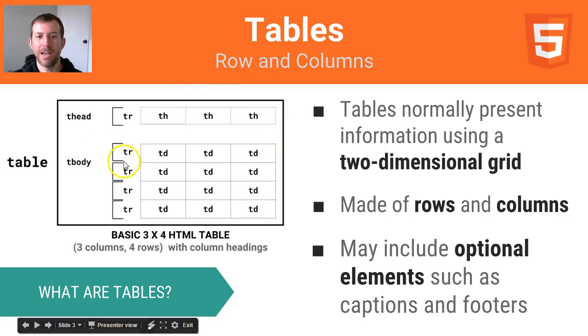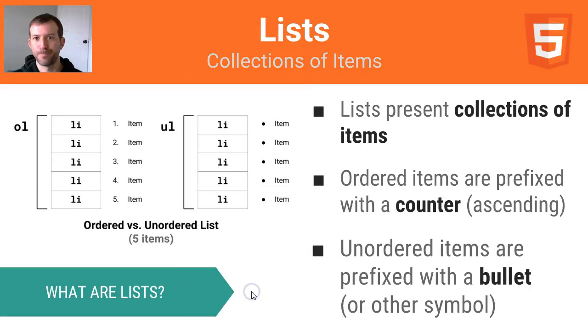In the body, you'll see I have 4 TRs or table rows, each with 3 TDs, which are called table data. So these are the data cells. When we work through some examples, it'll make more sense, but you can always refer back to this part of the video to get a better understanding of what a table is.